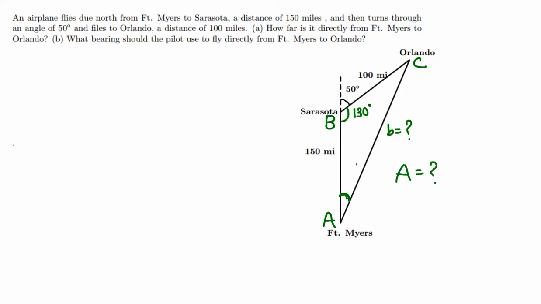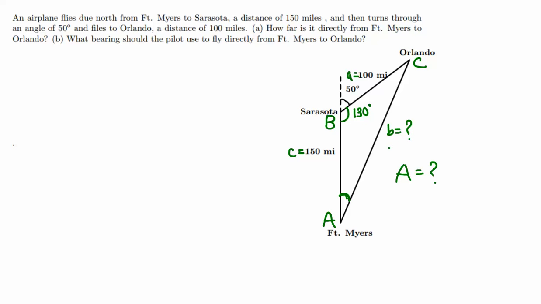So we have a triangle with three parts given: one angle B, and this is C, so lowercase c is 150. This distance is 100, so lowercase a is 100. So we know this side 100, this side 150, and the angle between them 130 degrees. Now we need to find angle A and this length b.